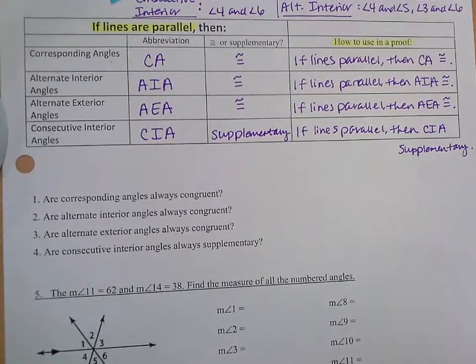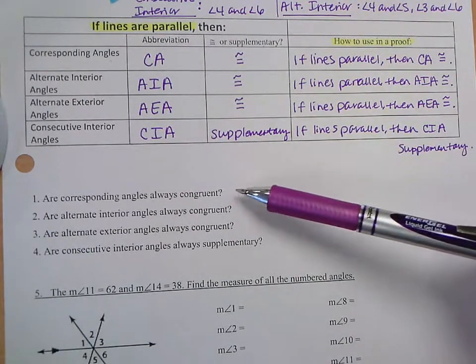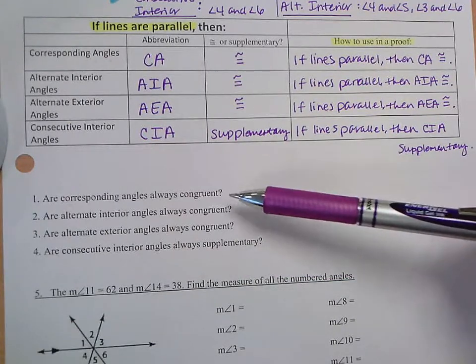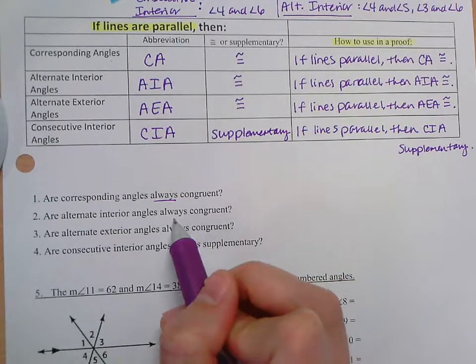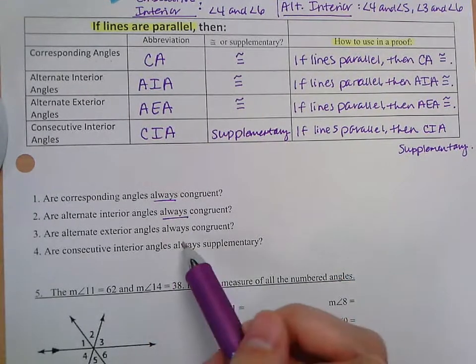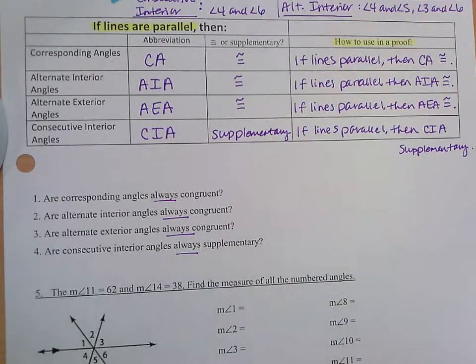Okay, so we're actually, again, not today, but eventually we'll be using these as reasons in a proof. So you would make a statement and then those would be your reasons. So if we look at, I know some of you might still be writing stuff down, that's fine, but questions 1 through 4 right below that, it says, are corresponding angles always congruent? Are alternate interior angles always congruent? Are alternate exterior angles always congruent? And are consecutive interior angles always supplementary?